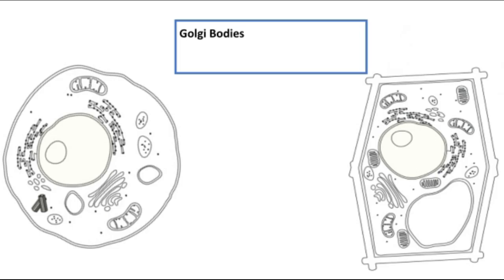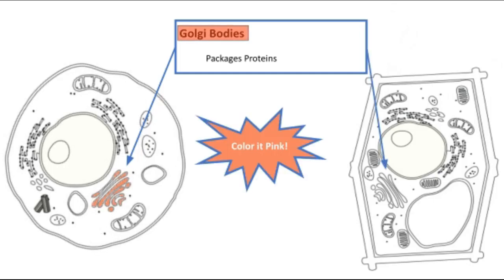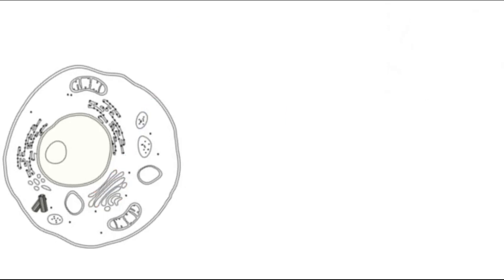The next cell organelle we're going to talk about is the Golgi bodies, which are responsible for packaging proteins, and then they ship it to the ER to be shipped throughout the cell. We're going to go ahead and label these ones here and color them pink.